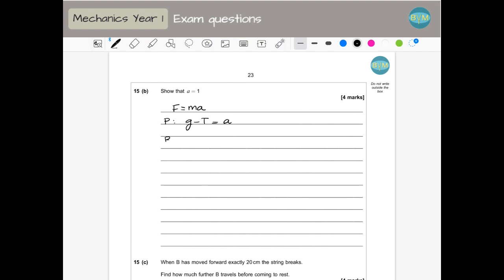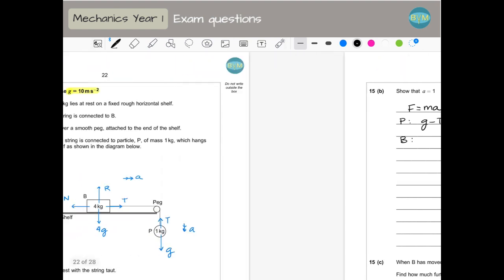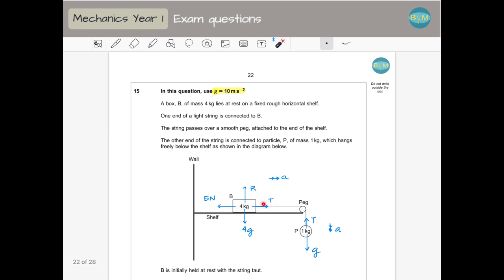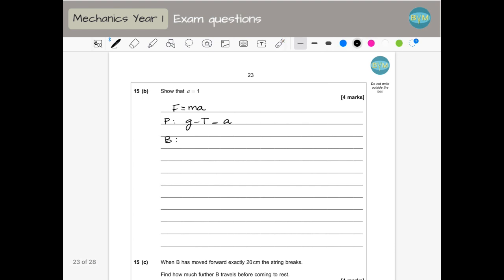And for B, the one that is on the shelf, it's moving that way, so T will be greater. T minus 5 is going to be mass 4 kilograms times acceleration. So T minus 5 is mass, which is 4, times acceleration. The acceleration is the same. And we need to find the acceleration. So we have two unknowns here, a and T.